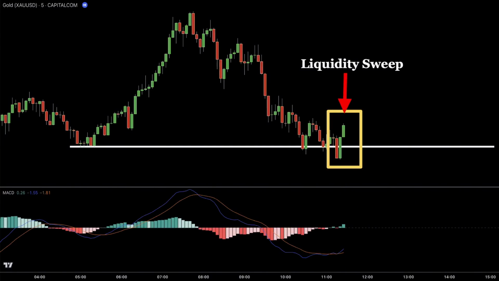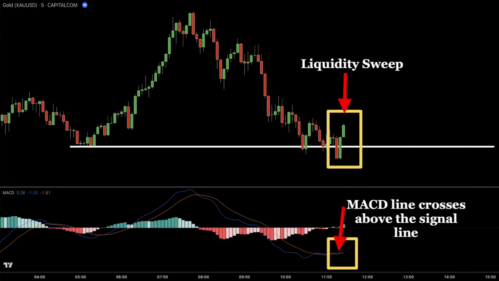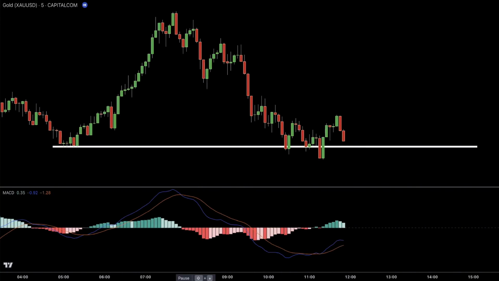Now, let's check the MACD indicator. Notice how the MACD line crosses above the signal line. This crossover is a buy signal. This MACD crossover worked because it was aligned with a liquidity sweep. We're not blindly following buy signals, we're first identifying what's really happening in the market. The MACD indicator is acting as a confirmation for our smart money trade setup. And look at the result. The market moves up exactly as anticipated.